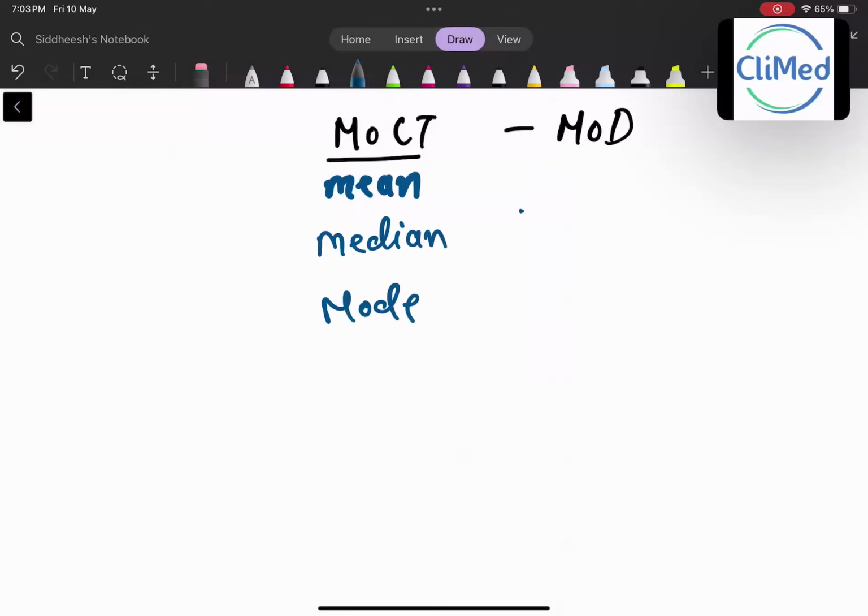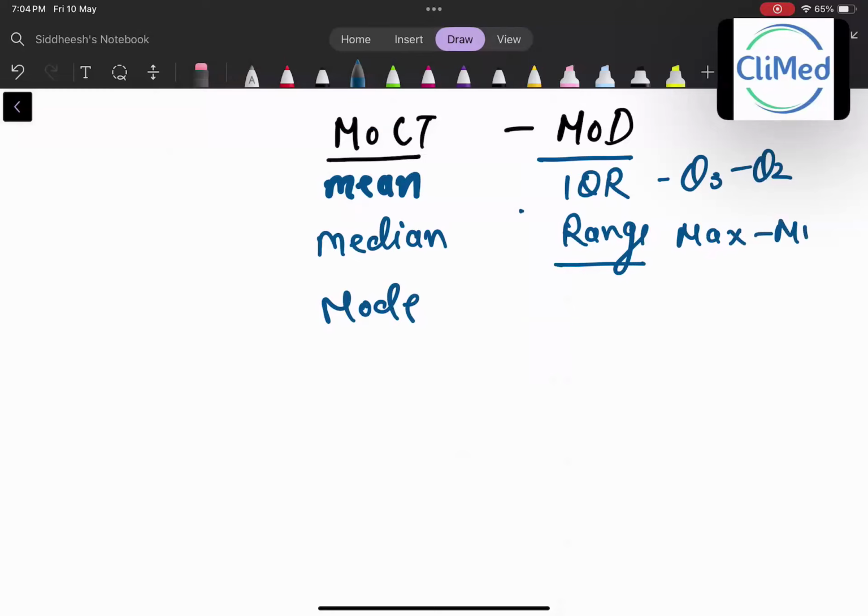Correct. What about the dispersion? In this, we have interquartile range and we have a simple range. So what is IQR? Q3 minus Q1. This we are going to learn in the upcoming classes. What about range? Nothing but maximum minus minimum value. Then we have mean deviation and then we have standard deviation.